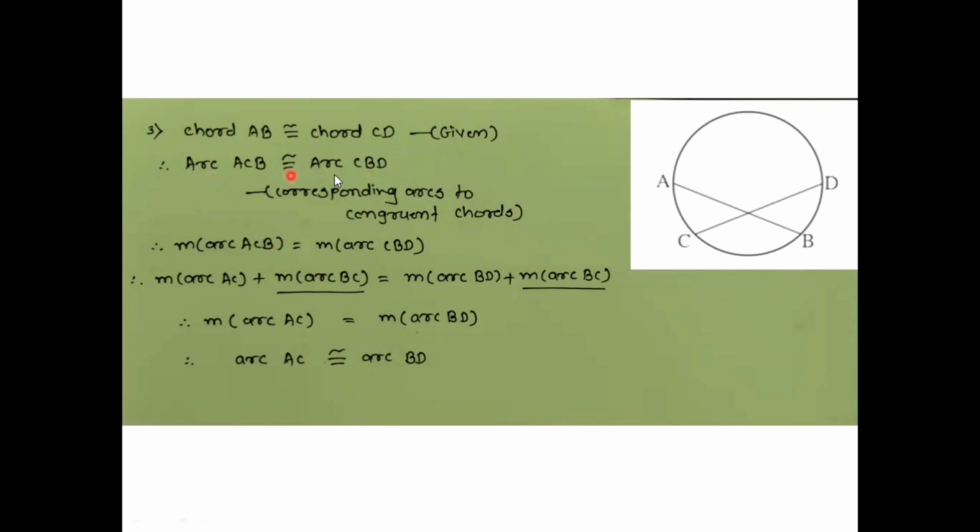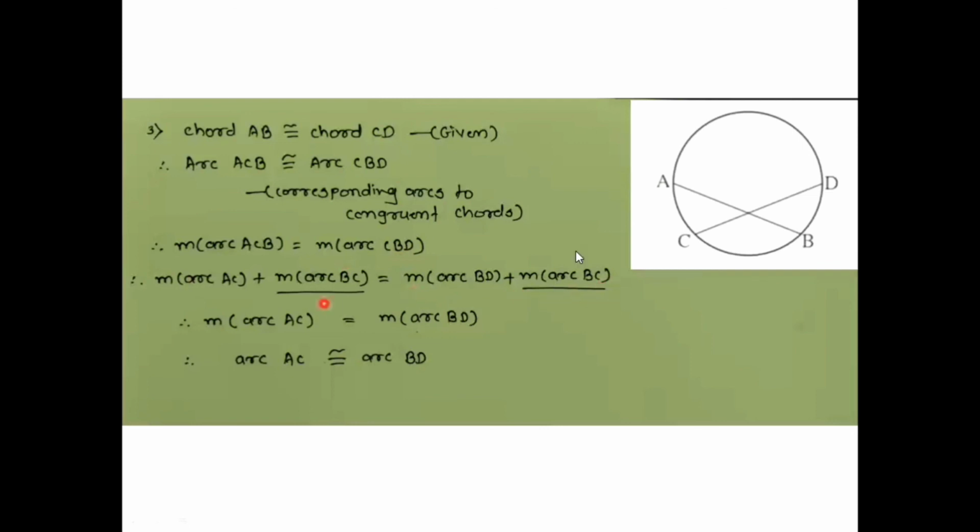As these two arcs are congruent, their measures must be equal. That is, measure of arc ACB is equal to measure of arc CBD. Now, in the diagram, we can split arc ACB into arc AC and arc CB. So instead of arc ACB, we can write measure of arc AC plus measure of arc BC. Similarly, arc CBD is made up of two smaller arcs, arc BD and arc BC. That's why measure of arc CBD is split into measure of arc BD plus measure of arc BC.